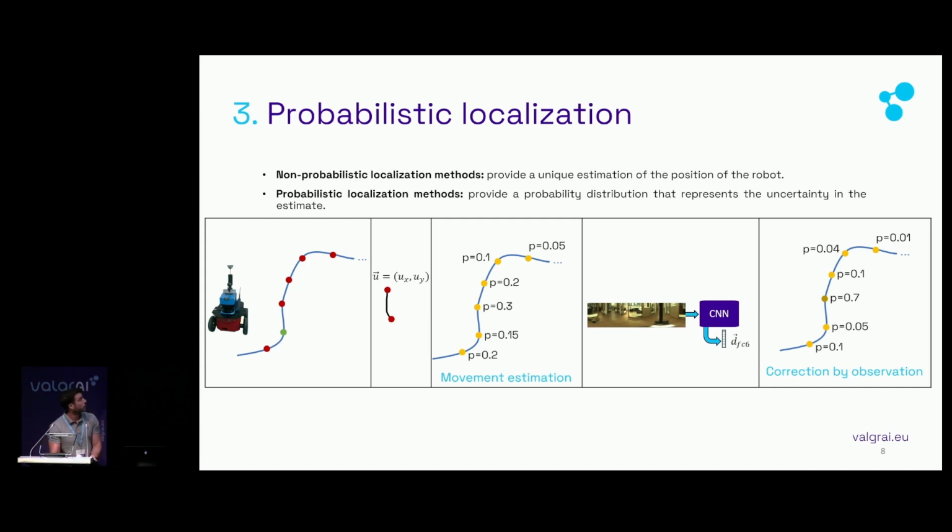Right now we are starting to carry out also a study about probabilistic localizations. Until now we have proposed a non-probabilistic method which provides a unique estimation, the most probable one. But now we want to propose a probabilistic method which provides us the probability distribution in a map.